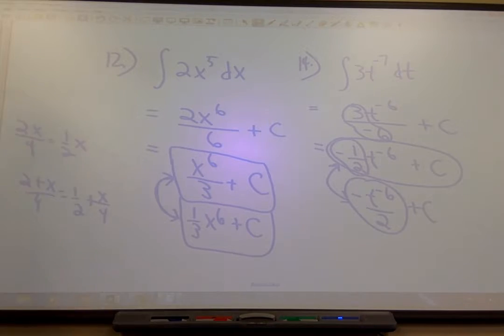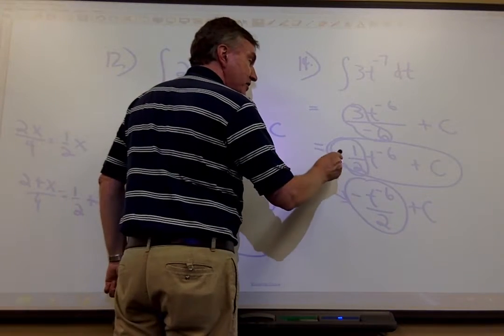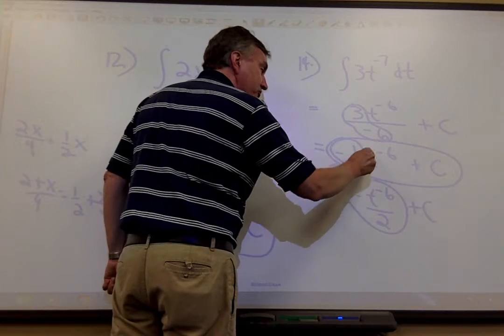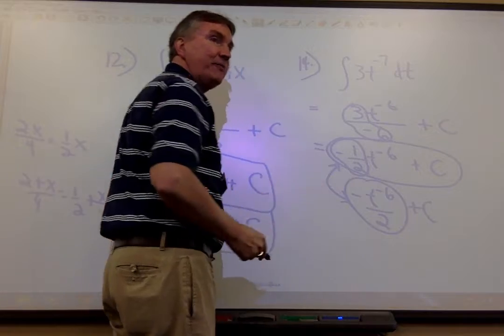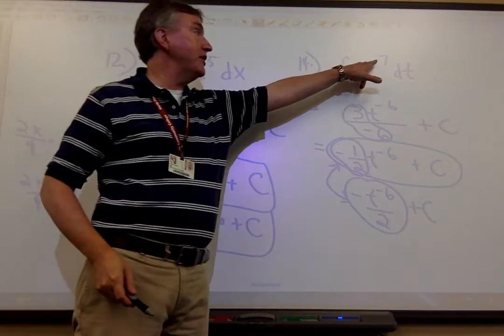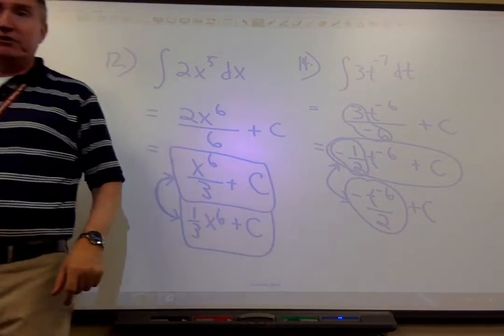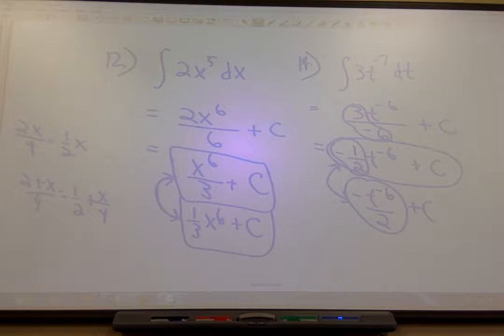You know what I thought they might do? I thought they might say -1 over 2t to the 6 and make that negative power positive, but they started with the negative power, so they're going to leave a negative power. So, it's just in the way you simplify it. Could you do 18? There we go.